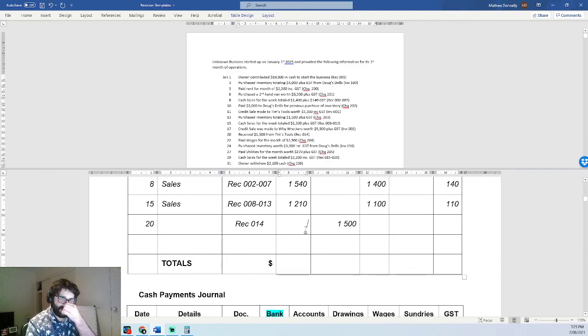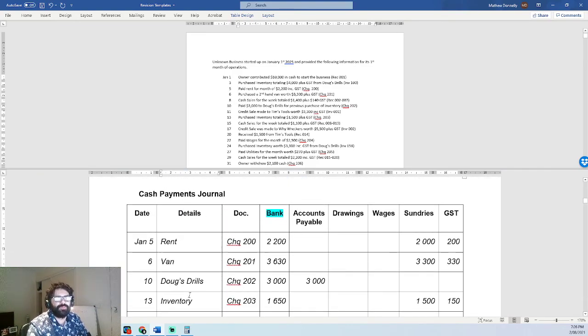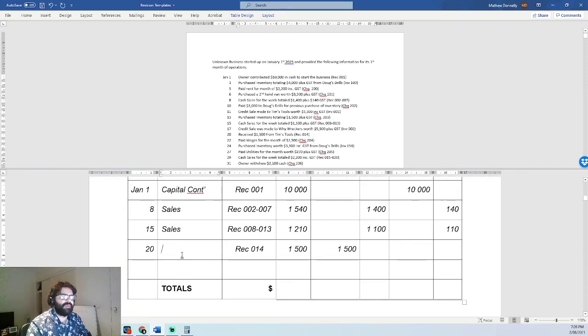And you can see that, 1,500 because bank equals accounts receivable plus sales plus sundries plus GST. Yep, checks out. Now, for the details, like the accounts payable one in the cash payments journal below, how they put Doug's Drills, we need to put in the accounts receivable we received this from, which was Tim's Tools.